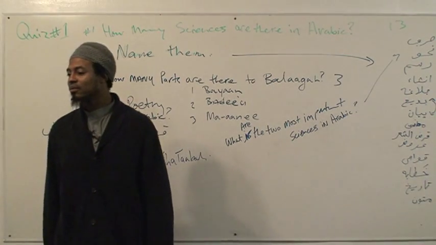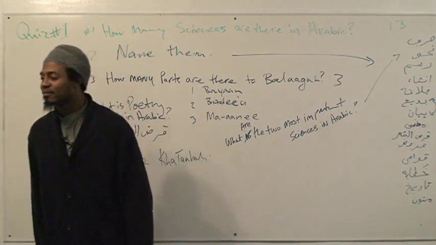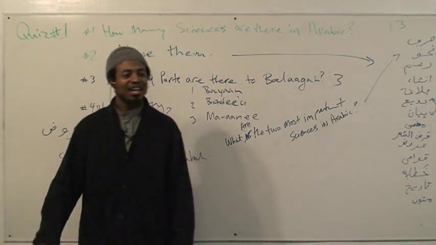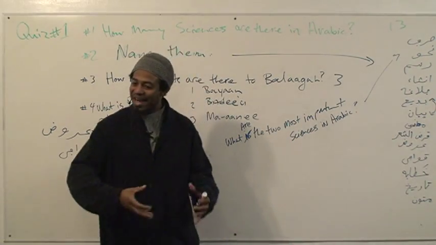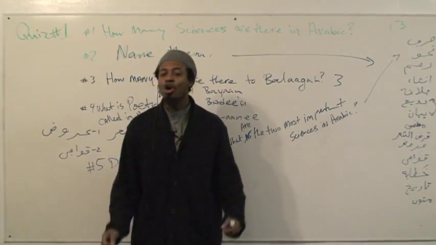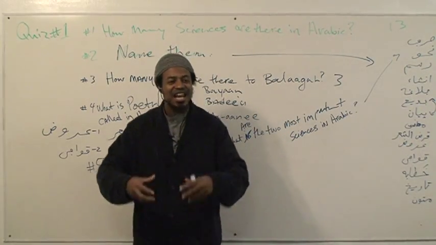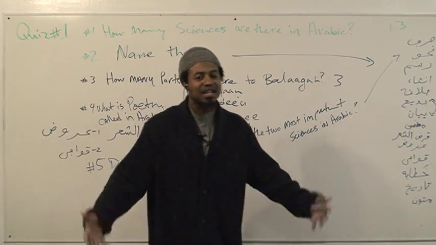Sarf is the etymology. If I don't know the word, how am I going to know how I can use it? Thank you very much. Sarf is the etymology of the word. Go back to your origin. What is sarf? Sarf is breaking a word down. What is nahwu? Nahwu is understanding a word after it's been entered into a sentence. How can I enter a word into a sentence that I don't know?